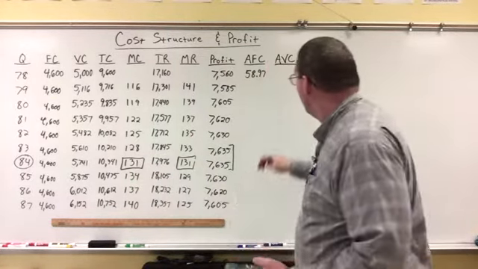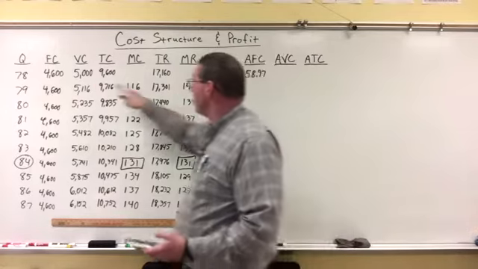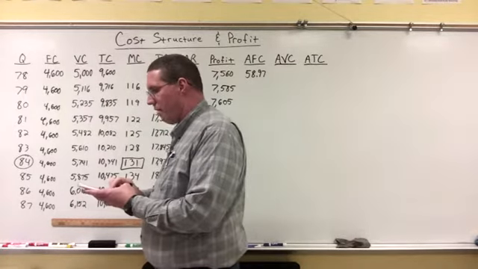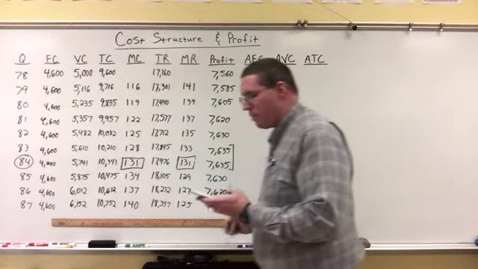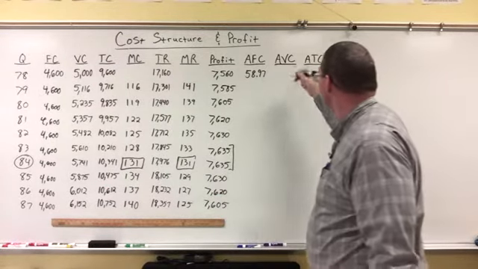Okay? Variable costs, we're going to take our variable cost, 5,000, and divide that by 78, and that's going to give us our average variable cost of $64.10.